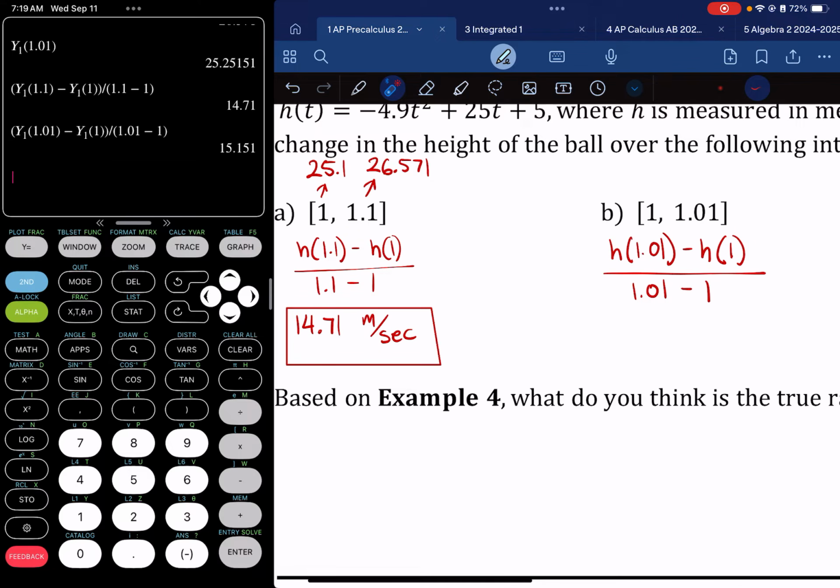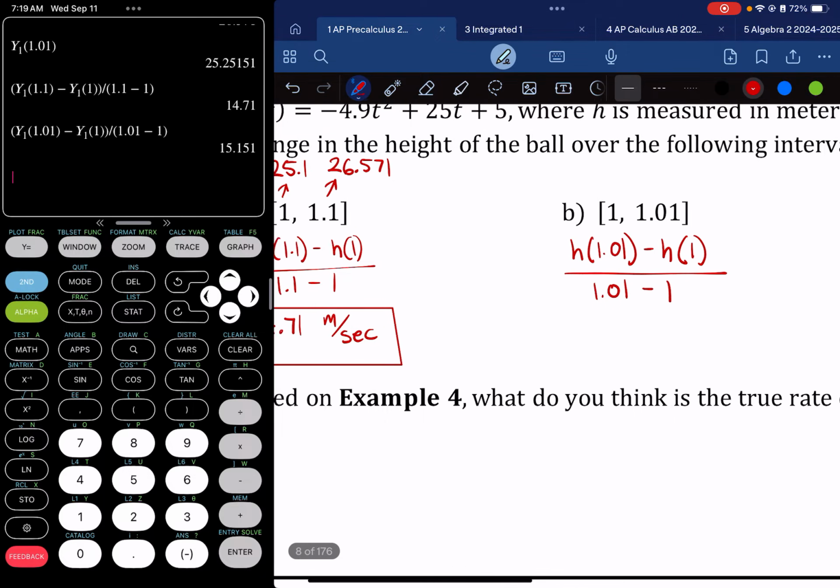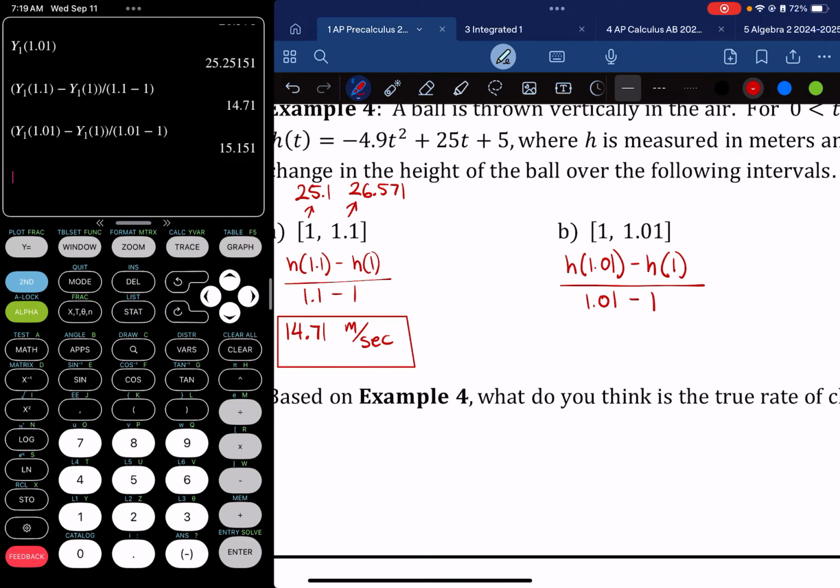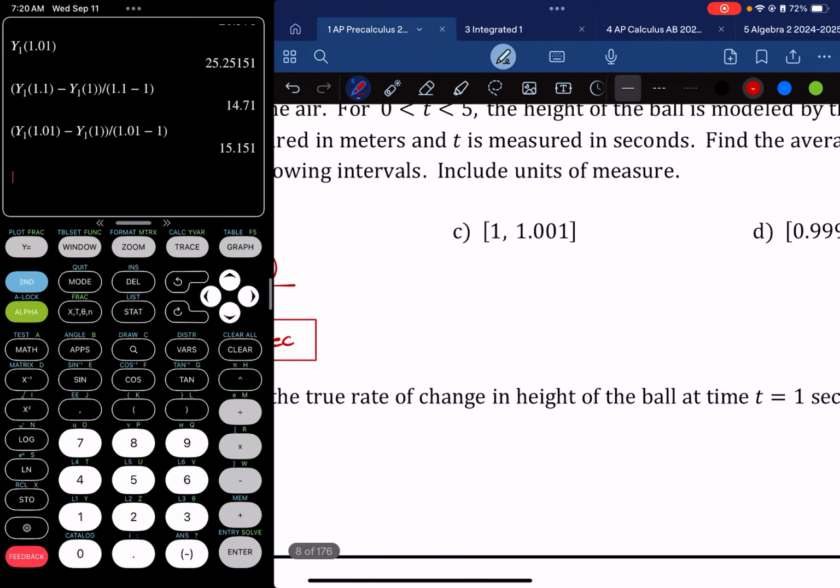And you can see that now my slope is a little bit different. Again, these slopes should maybe be converging to a single value. I have the slope of 15.151 meters per second, again, because same units. And then with part C, you're going to do the same thing again and change the value.